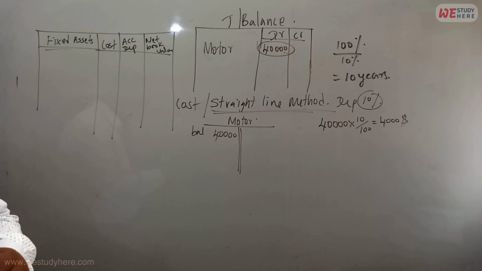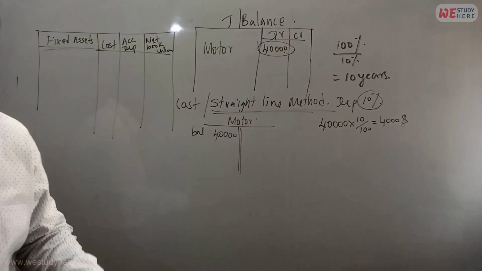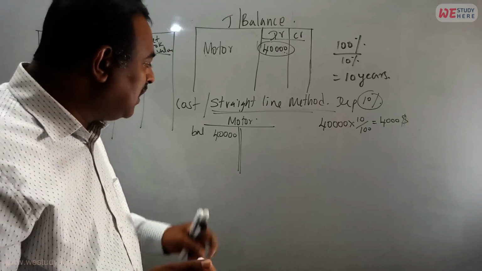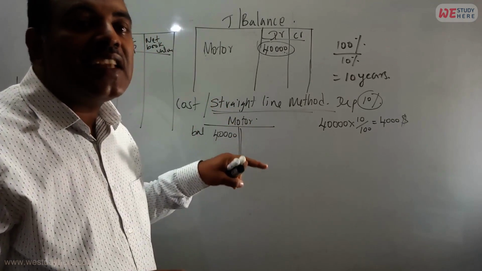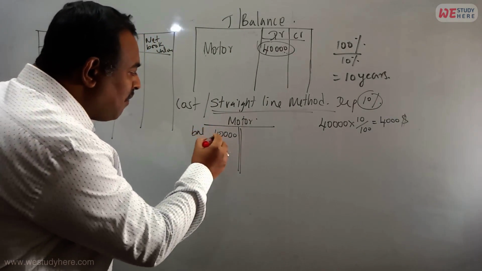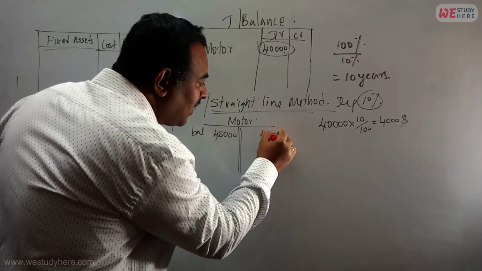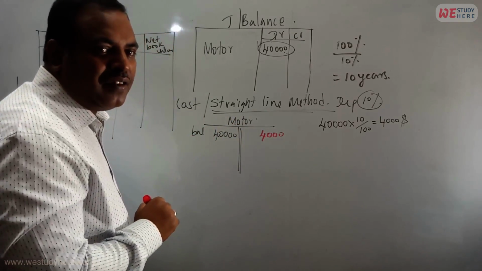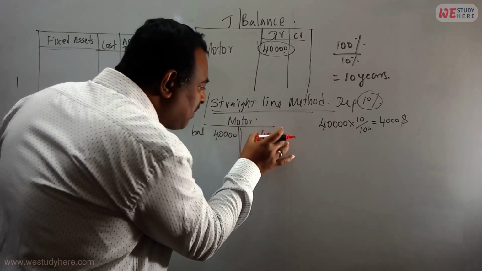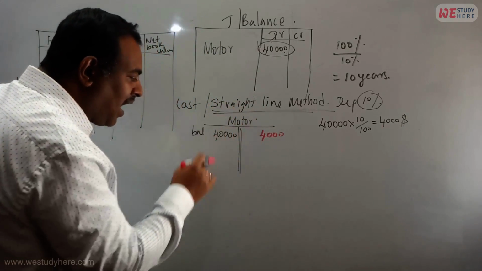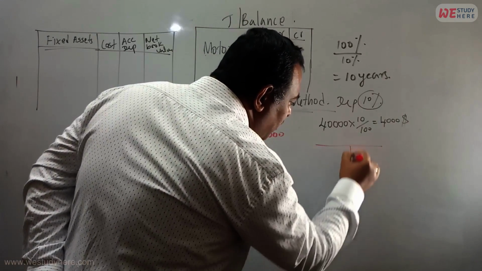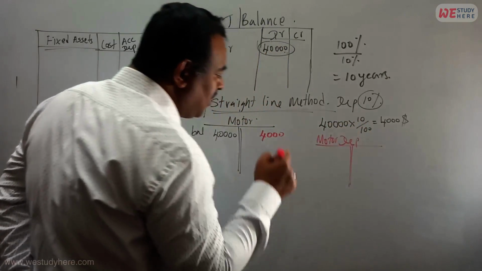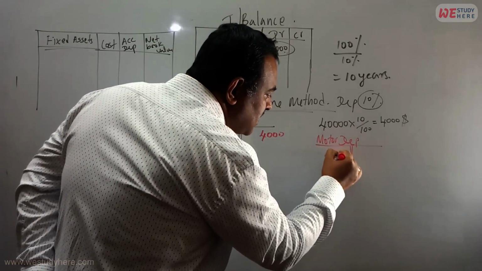Per year depreciation is 4,000, meaning the value is decreasing by 4,000. If the value is decreasing by 4,000, what happens now? This motor value becomes 36,000. For that, we are going to minus $4,000. When you want to minus, you have to keep it on the other side. Then only you can minus, no? That means the motor amount is decreased by 4,000. That amount goes to another account called the depreciation account. Debit. Which depreciation? Motor depreciation account. Here credit motor account, and debit motor depreciation account.